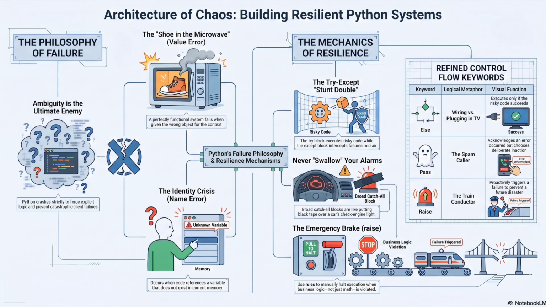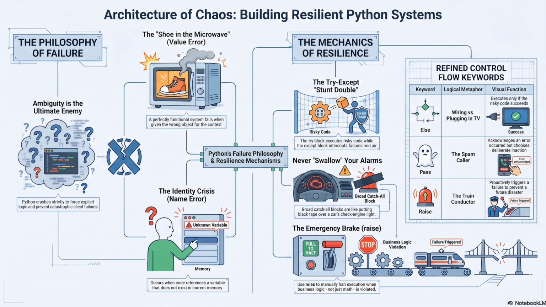Now, the else block is plugging in your brand new expensive television. You absolutely do not plug the TV in during the dangerous wiring process. You keep the try block isolated. Right. But you also only get to plug the TV in if the wiring was successful and the house hasn't burned down. The else block separates the risky action from the dependent reward. That is spot on. It isolates the risk while maintaining the logical dependency, but the control flow nuances don't stop at success. There's more.